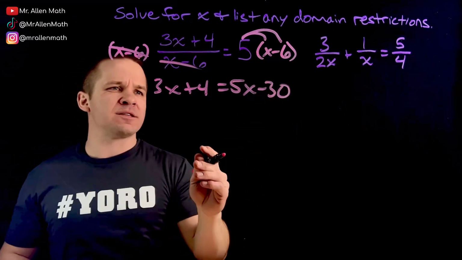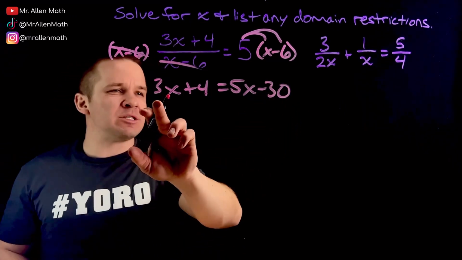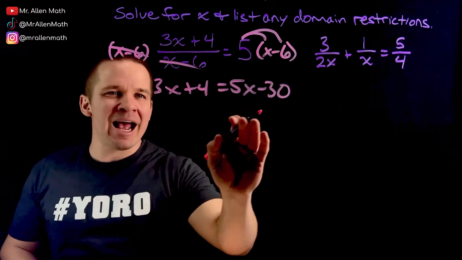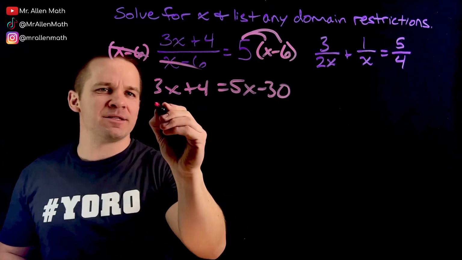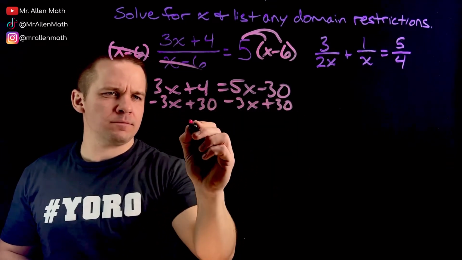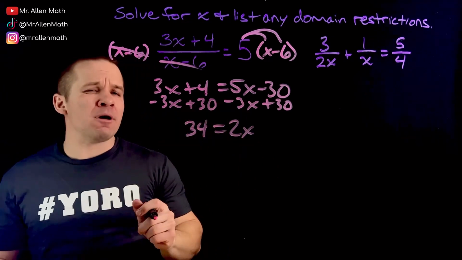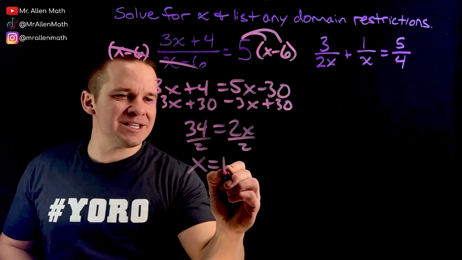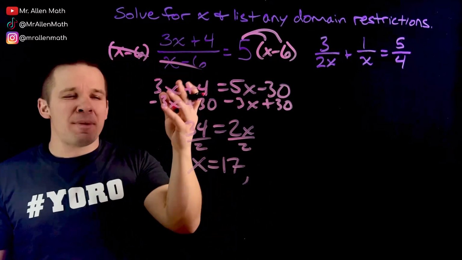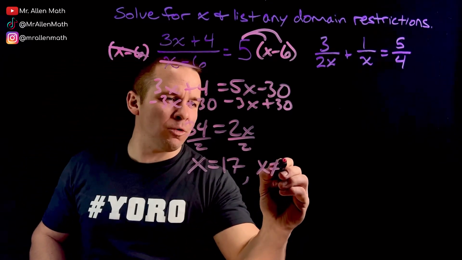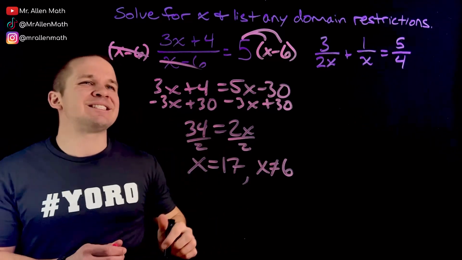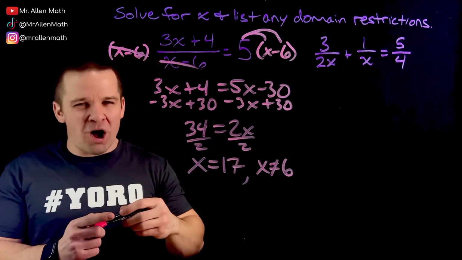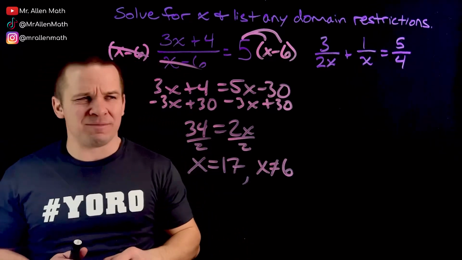Awesome. Two-step equation now. I'm going to subtract 3x, and I'm going to add 30 on both sides. Now I got 34 equals 2x, divide by 2, and I get x equals 17. And as we said, our domain restriction here, x cannot equal 6. Since 17 is not that one right there, we are all good to go.